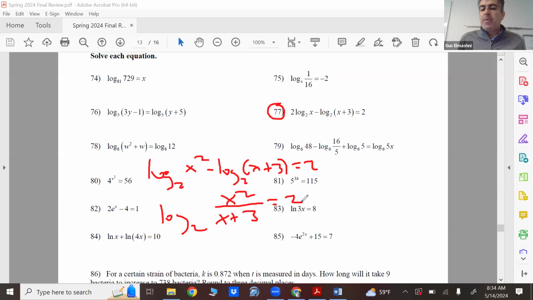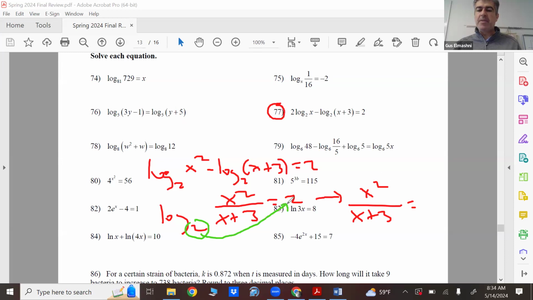How does it go away? What do we do? How do I make it go away? x squared over x plus 3 equals what on the other side? What will be on the other side, guys? This is a big one. Okay, I'll give you guys a big hint. What does that mean? Yes, good. That's how you get rid of logs.